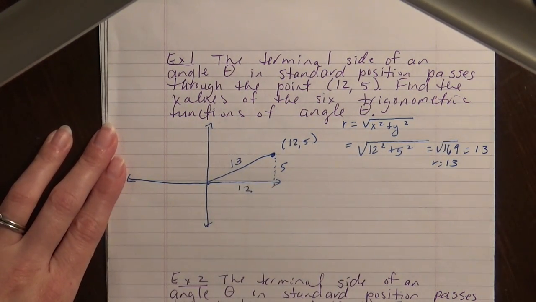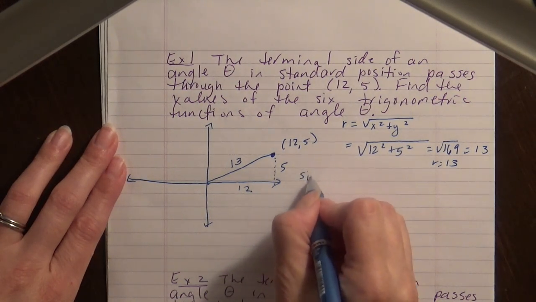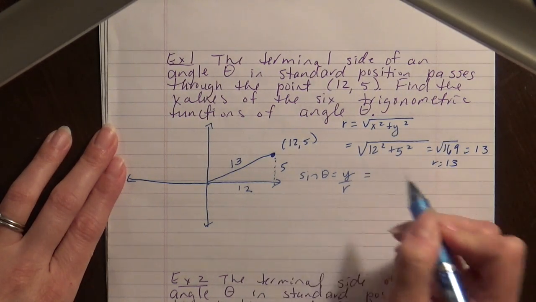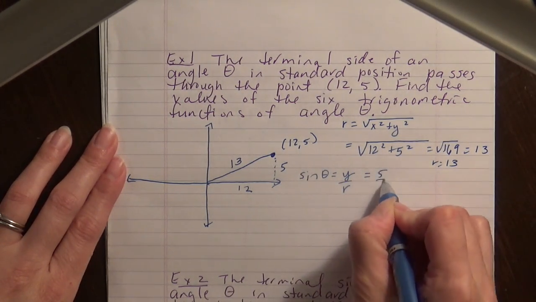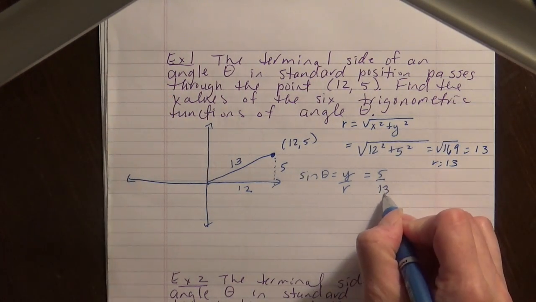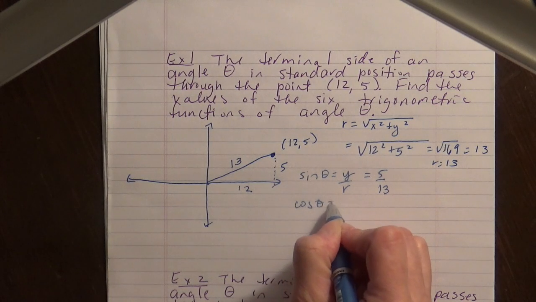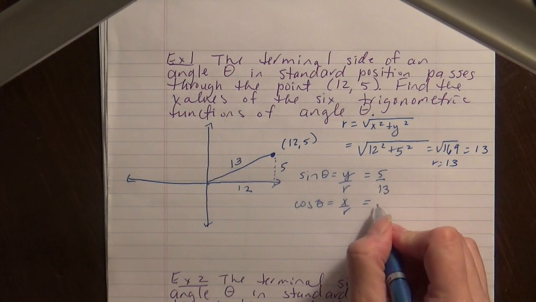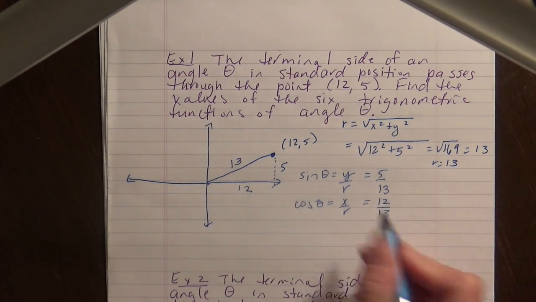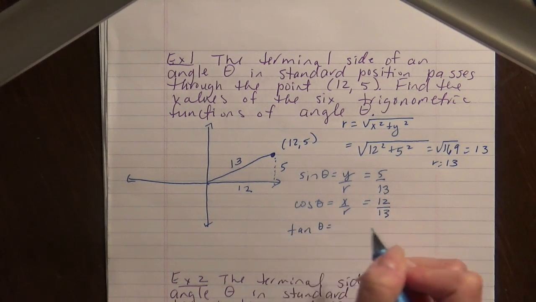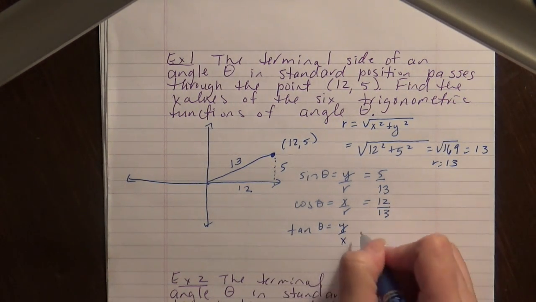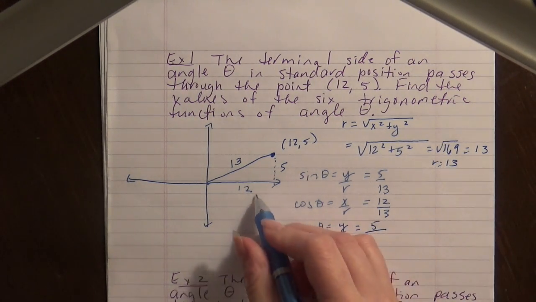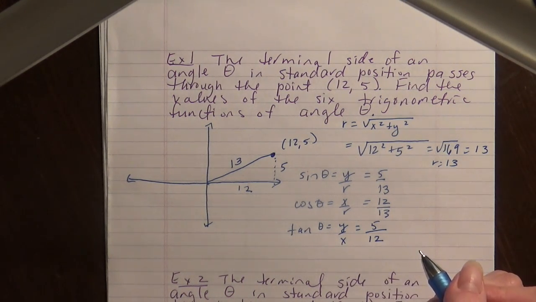Alright, now, sine. We're told that sine theta is y over r. So that's going to be my y value, 5, over my radius, which was 13. Cosine theta is defined to be x over r. So that's my x value, 12, over my radius, 13. Tan theta is defined to be y over x. That's my ticks. I just thought that was easy to remember. Y is 5, x is 12, so my tan theta is 5/12.